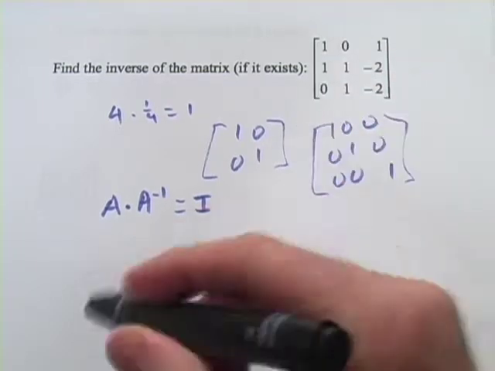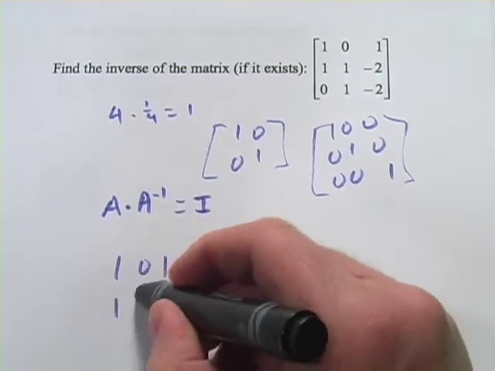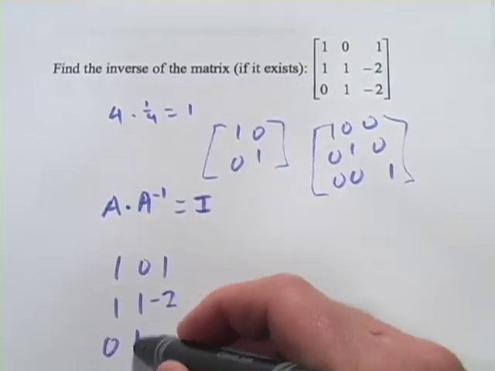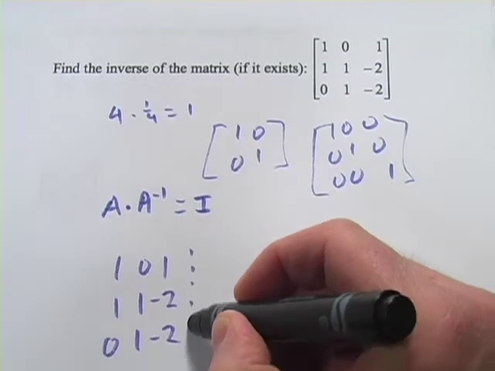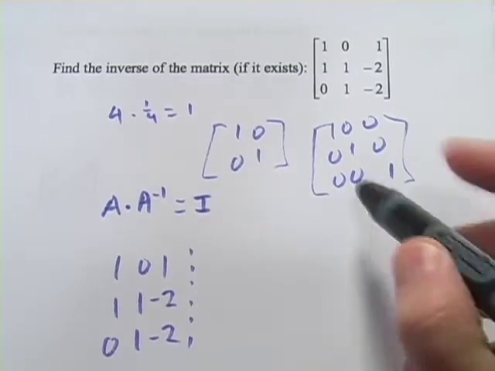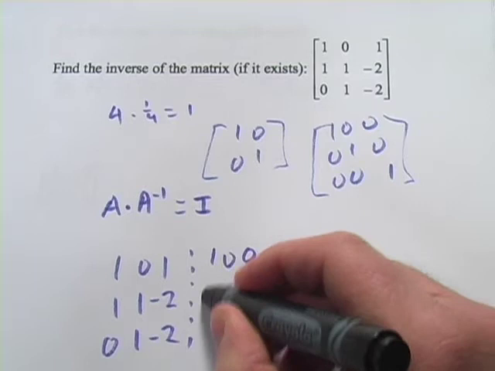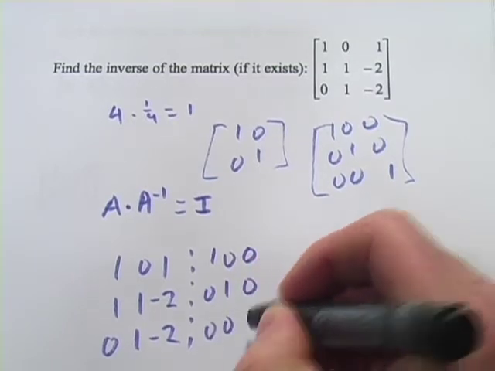I'm going to rewrite this matrix here. I have 1, 0, 1, 1, 1, negative 2, 0, 1, negative 2, and now I'm going to do a little dashed line here. I'm going to put in this identity matrix. So 1, 0, 0, 0, 1, 0, and 0, 0, 1.